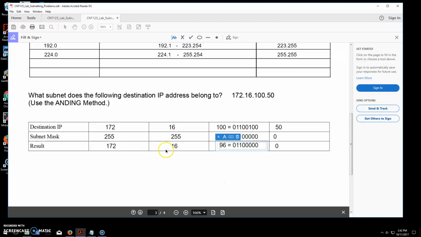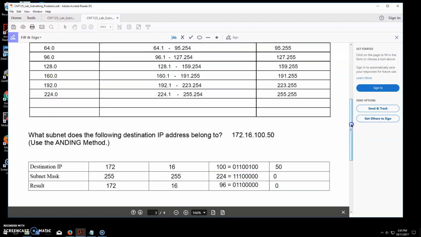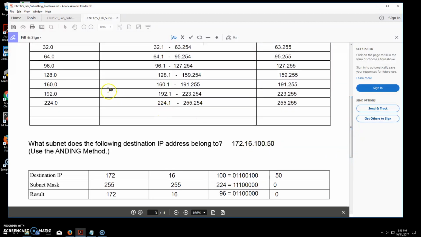So I'm ending up with 172.16.96.0. That is my subnet. So if this IP address came into a router, it ANDs it, it's going to get 172.16.96.0, and it knows that's the subnet. It'll look that up in the routing table and know that's where it needs to pass to. If I take a look up here, this should also make some sense. Where's 100.50? There's 100.50. 100.50 is in this range. It belongs to 96.0. There he is.